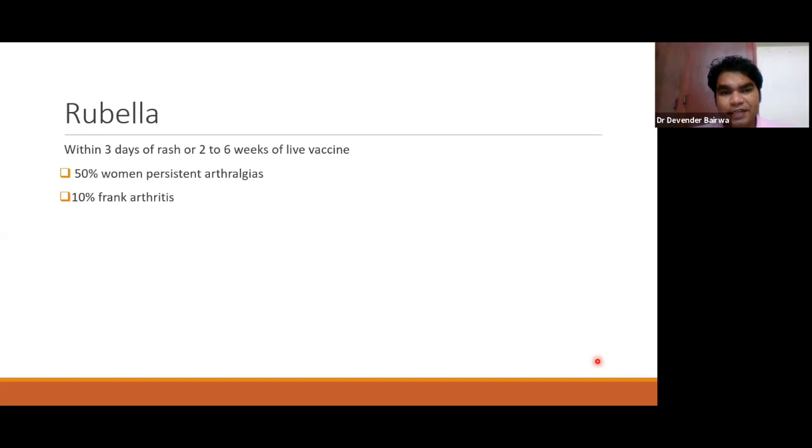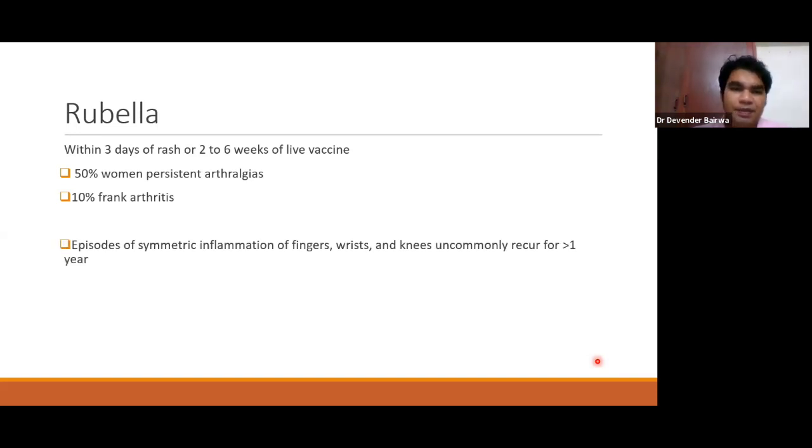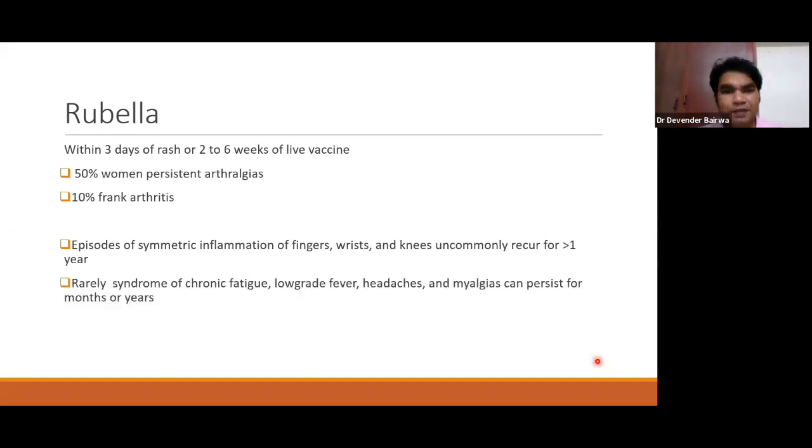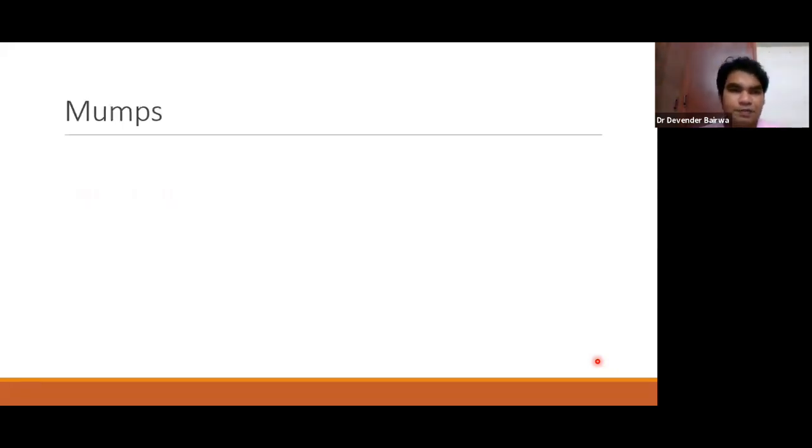10% of rubella cases can develop frank arthritis, and there can be episodes of symmetric inflammation of fingers, wrist, and knee, and that can be there for as long as 1 year. Rarely, they can develop a syndrome of chronic fatigue, low grade fever, headache, and myalgia, and it can also persist for months or years. Coming to mumps, as we know, it generally involves your parotid glands and swelling will be there.